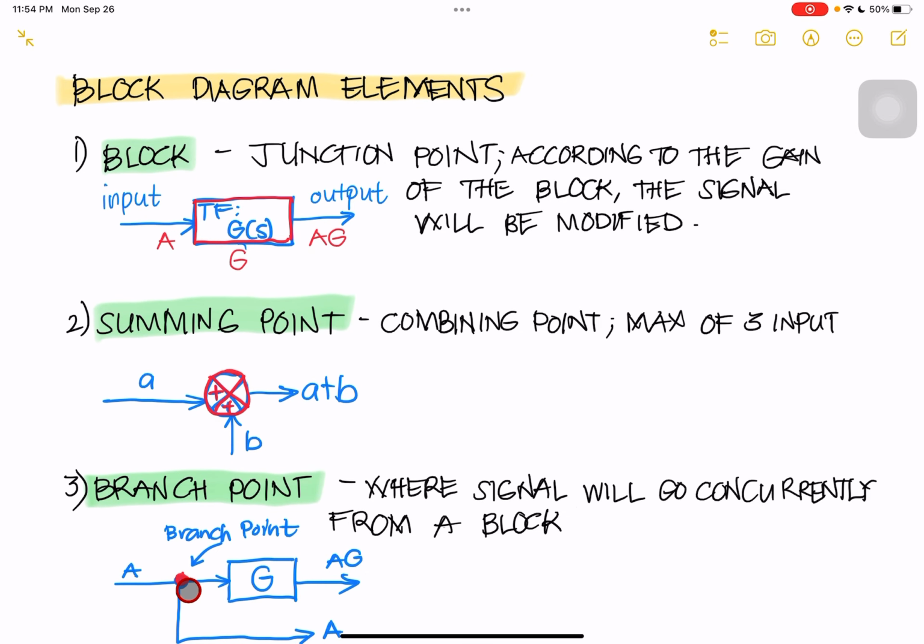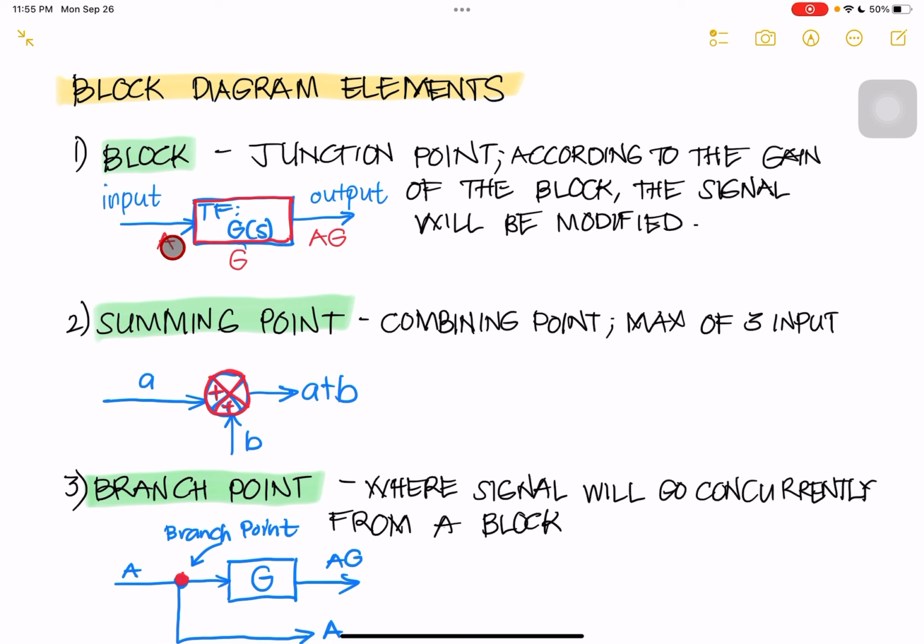So, what is a block? A block is a junction point, and according to the gain of the block, the signal will be modified. Our representation is this rectangle. Each block has a gain, so the signal will be modified according to the gain of the block. Modified meaning, whatever input you put into it, for example signal A, and the gain for this block is G or G of S, the output will be AG.